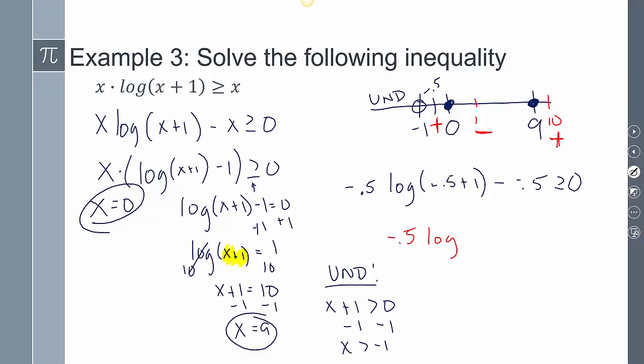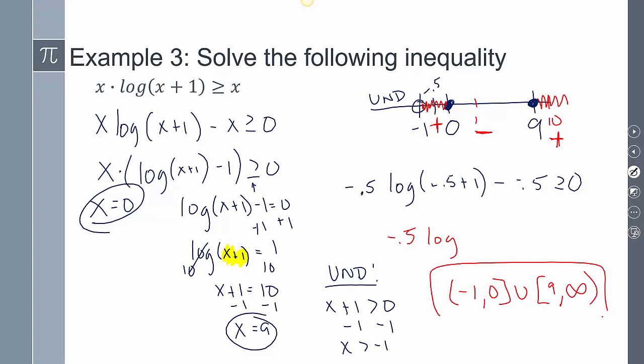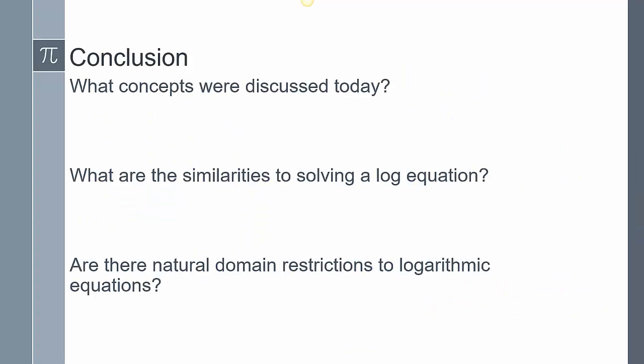All right, so now that I have that, it's asking for values that are greater than or equal to 0, so that's going to be the positive values. So my answer is going to be from negative 1 to 0, union from 9 all the way to positive infinity. So concluding our lesson, what types of concepts were discussed today?